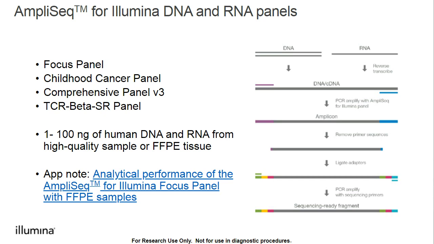And these have the same requirements as all of the other AmpliSeq for Illumina panels, the 1 to 100 nanograms of DNA and RNA. And there's actually a great app note I recommend checking out here if you expect that your FFPE samples are of varying quality. This is a great app note that just demonstrates the performance of the focus panel with varying FFPE samples.